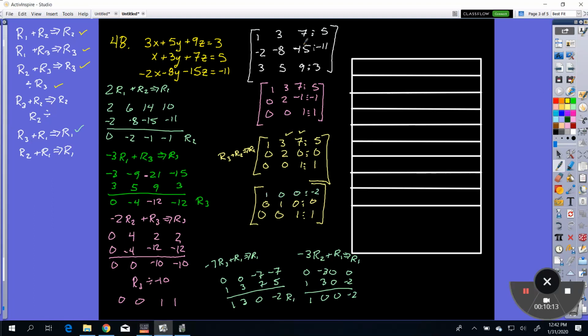Using the other method, I just put the numbers in here, 1, 3, 7, 5. Skip a few lines. Negative 2, negative 8, negative 15, negative 11. Skip a few more lines. 3, 5, 9, 3. Actually, with this one, I know that those are going to become zeros, so I can actually just put 0. Well, let's just write them down and then.